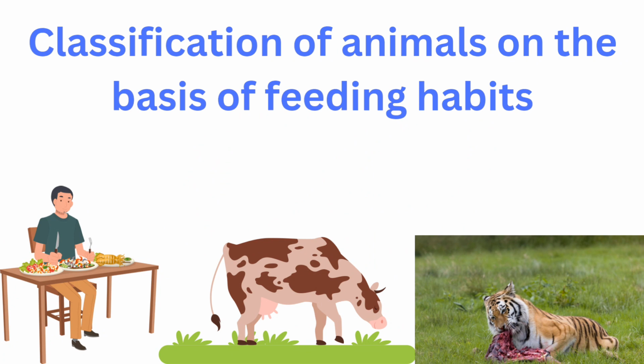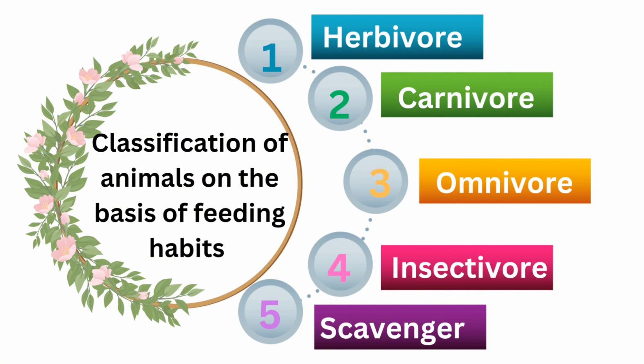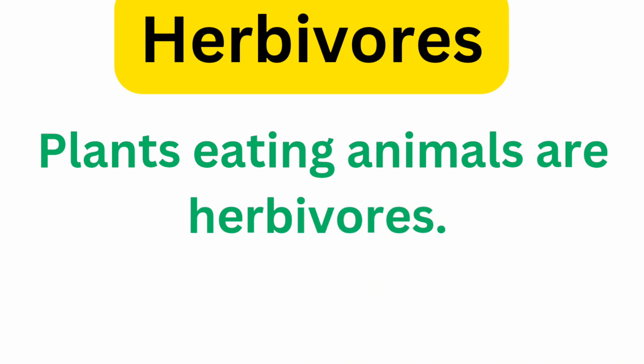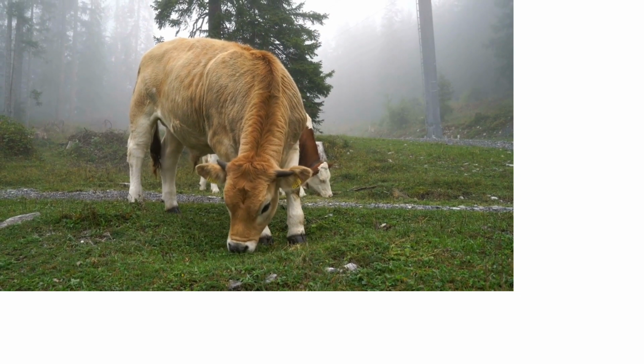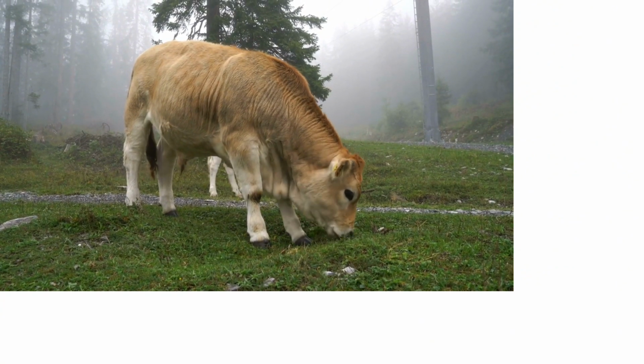Based on the process of taking food, animals are classified into different groups: herbivore, carnivore, omnivore, insectivore, and scavenger. The animals which feed on plants, grains, and fruits are herbivores. They have teeth in their mouth to chew.